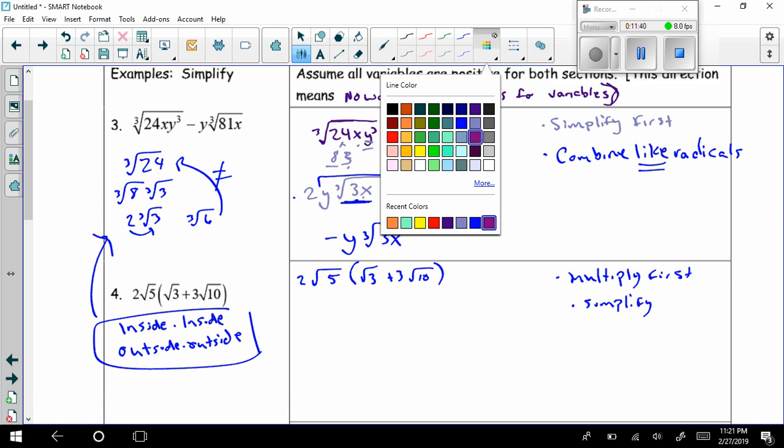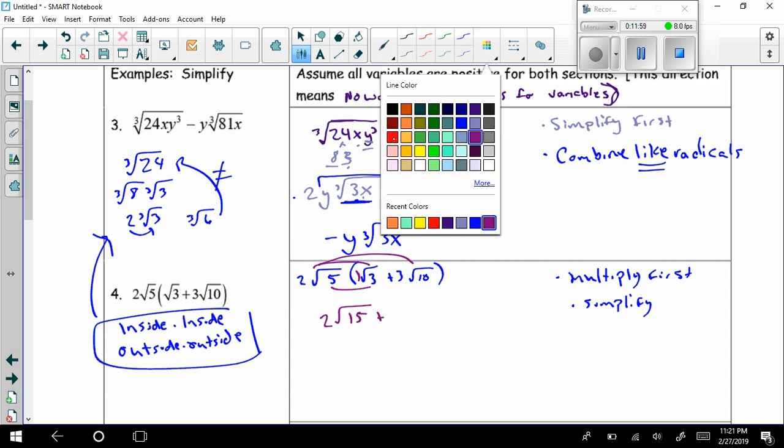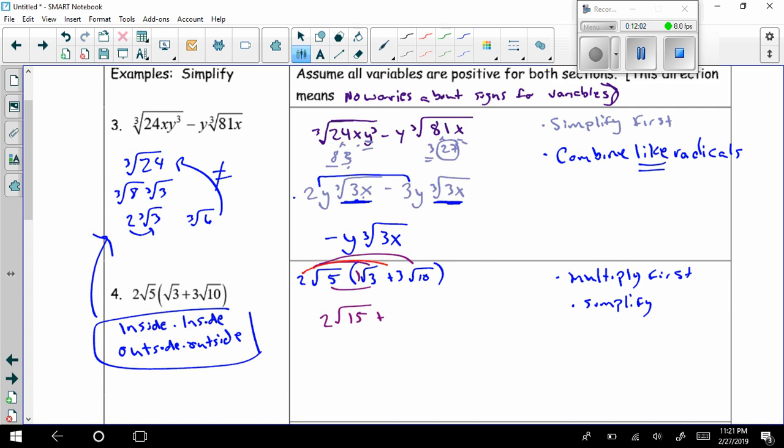So that being said, we're going to take this and we're still going to distribute it all the way through to both terms. So 2 times 1 is 2. 5 times 3 is 15. Plus 2 times 3 is 6. And 5 times 10 is 50.